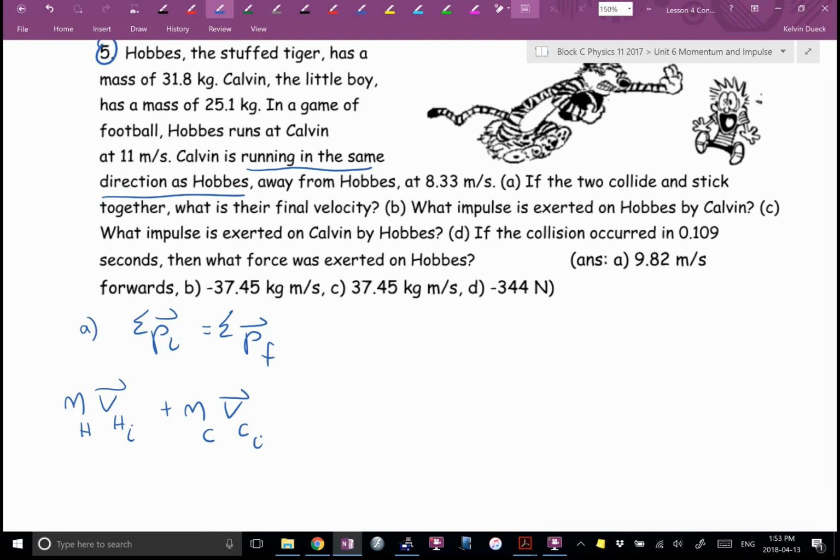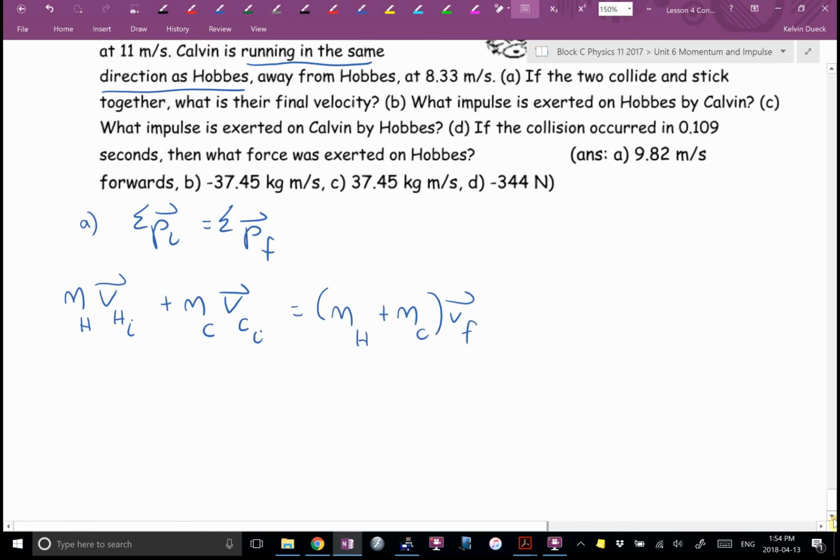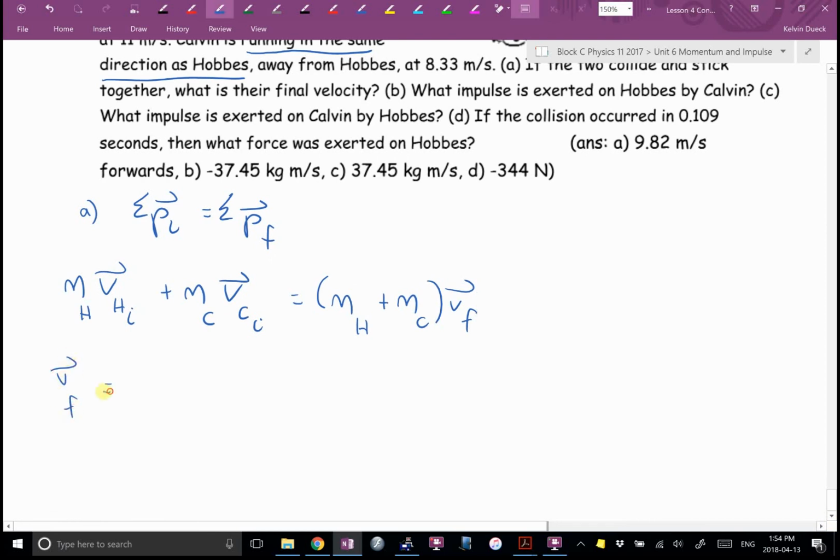They collide. After the collision, stuck together. What kind of a collision is this? Elastic or inelastic? This is an inelastic collision, stuck together. So I'm going to have mass of Hobbes and mass of Calvin V final. How do I get the V final, which is what they want, by itself? Okay, so I'm going to get this. V final equals mass Hobbes, V Hobbes initial, plus mass Calvin, V Calvin initial, divided by mass Hobbes plus mass Calvin.